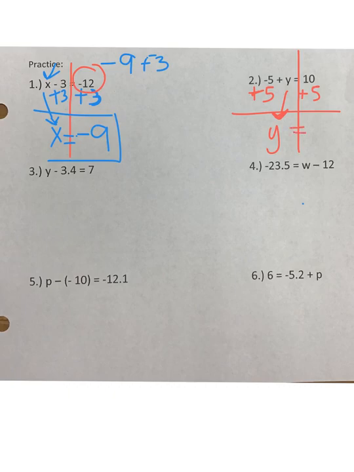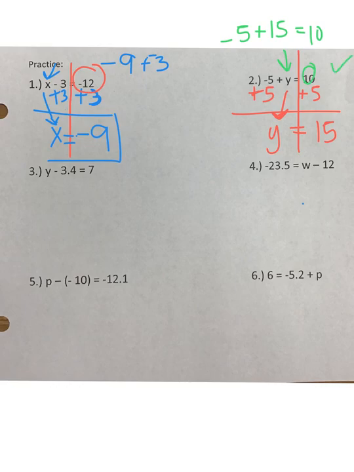Like I said, what we do to one side, we have to do to the other. So 10 plus 5 would give me 15. So y equals 15. Now remember, you can go back and check yourself. Plug in 15 for this y right here. So negative 5 plus 15. Is negative 5 plus 15 10? Yes, it is, and that's what we got over here on this side, so we did it correctly.